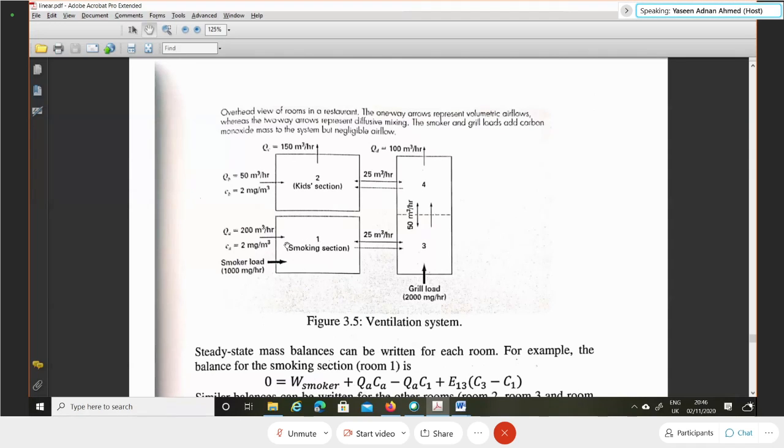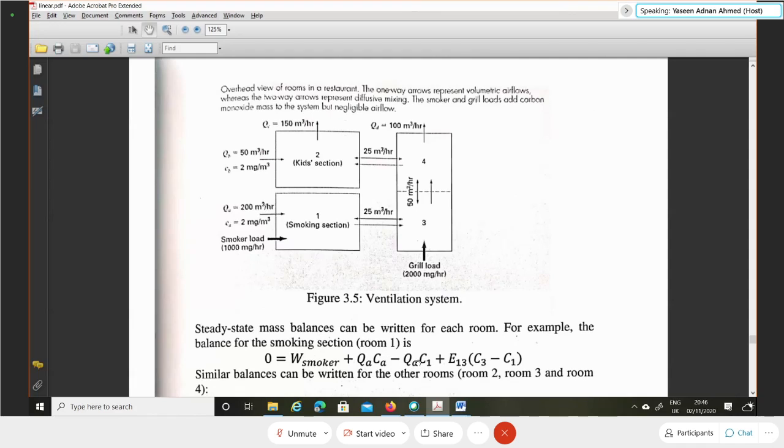If you are considering C1, this is the C1 for this room, and the flow is QA. So QA multiplied by C1 is going out, that is the minus. And you can see this is the exchange. If you have arrows in both directions, it will be like a spring. If you have a spring in both directions, we have K3 minus K2 or K2 minus K1. Same thing here: it should be C3 minus C1 because it's an exchange. So you have to consider the difference.